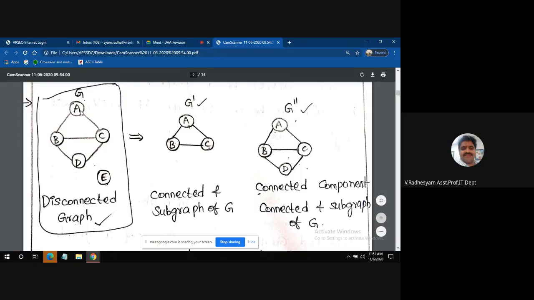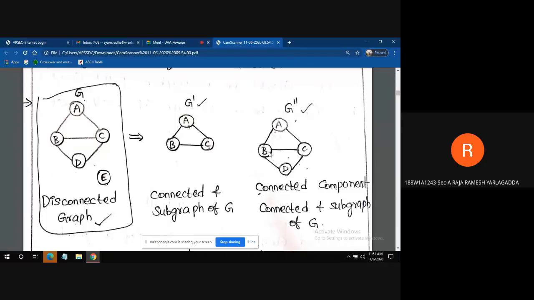Come to G double dash. G double dash is also a subgraph of G. Do you agree? Yes, sir. And G double dash is connected or not? Connected, sir. So G dash and G double dash are subgraphs of G, and at the same time those two are individually connected. G is not a connected graph, it is a disconnected graph, but G dash and G double dash are subgraphs of G. At the same time, they are personally connected.